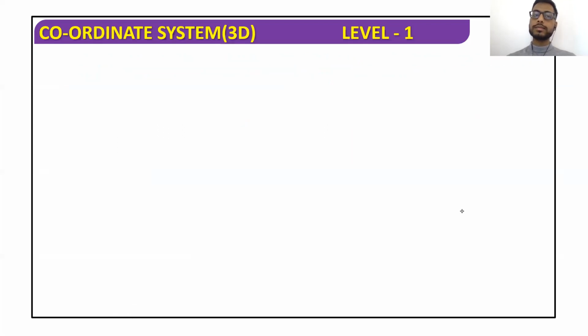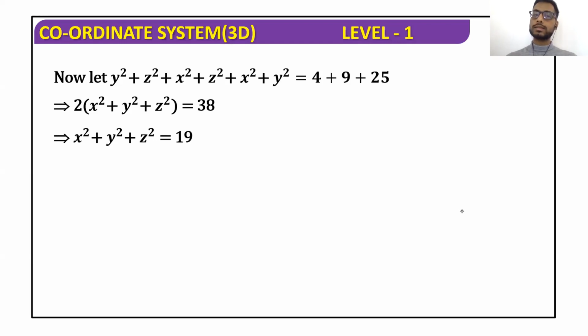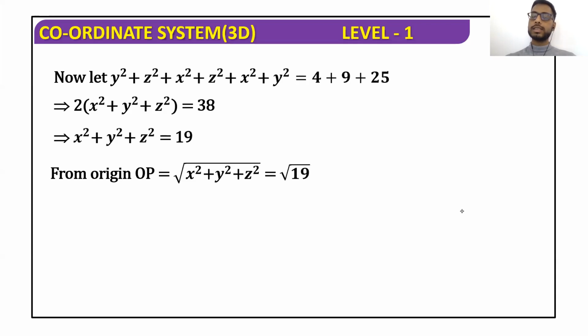Squaring and adding, I get this is equal to this. Therefore, 2 times of x square plus y square plus z square is 38, which means, dividing by 2 on both sides, and the original distance which I want is nothing but going to be under root, therefore taking under root on both sides, that's equal to root 19.